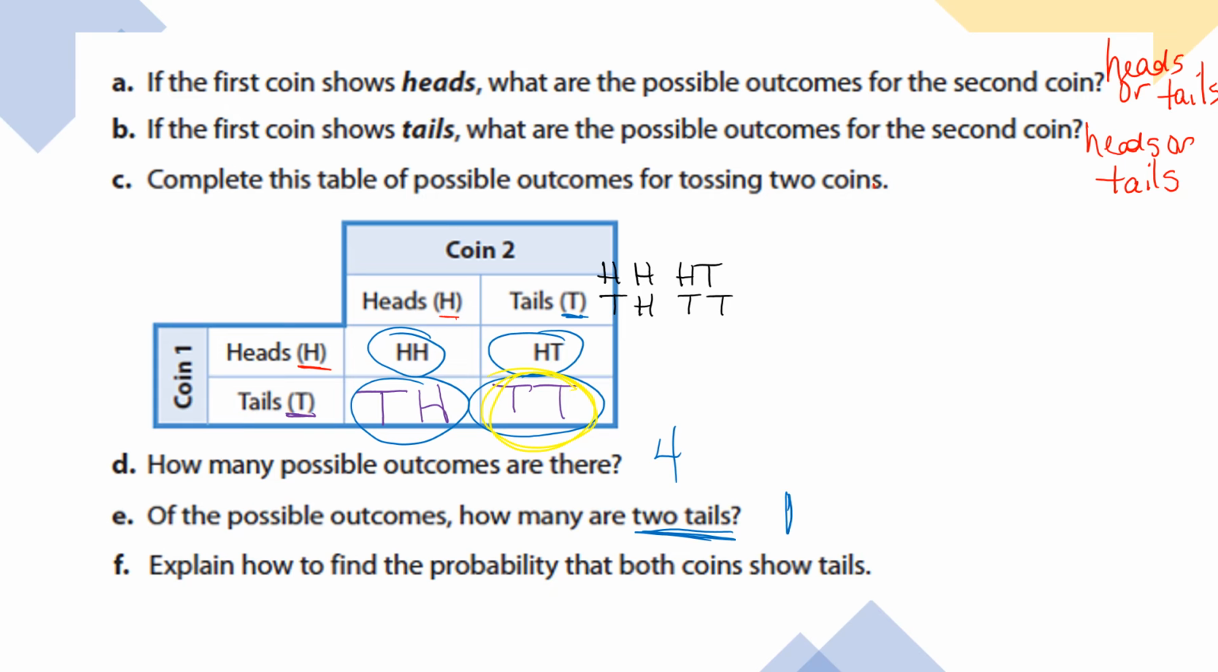So probability, remember, is your favorable outcomes over your possible outcomes. Our favorable is that it would be a tails and a tails on both, which is 1. Our total possible is 4. So our probability for that one would be 1/4.